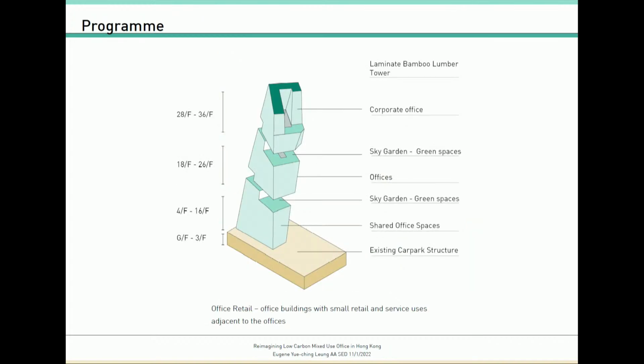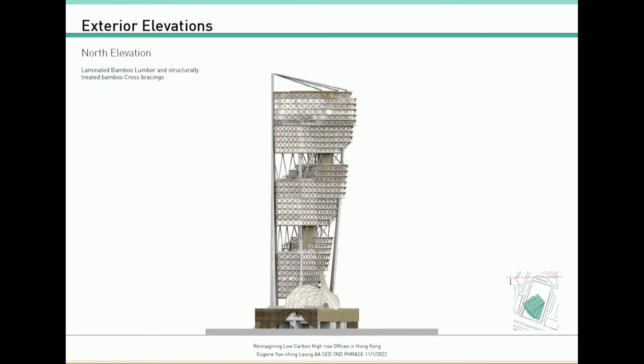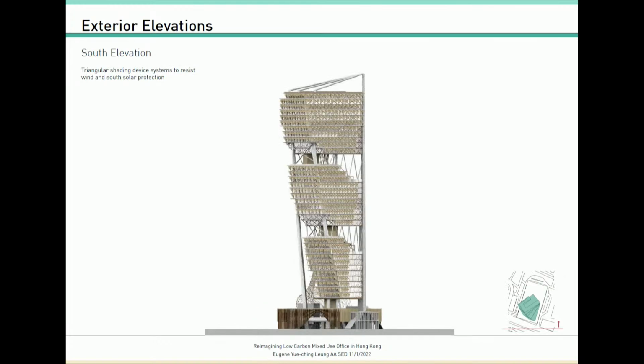Just a quick reminder of my program: 3 blocks of offices with sky gardens in between, and the building will sit on an existing car park structure. This is the updated elevation of my project. The building is constructed in 3 massings, the lower part, middle part, and higher part, now with the addition of the canopy. You can see cross bracings along all the floor plates for structural purposes and resisting lateral forces.